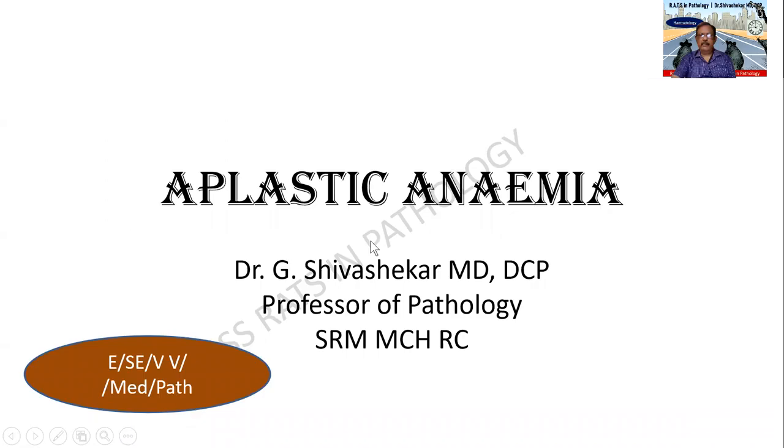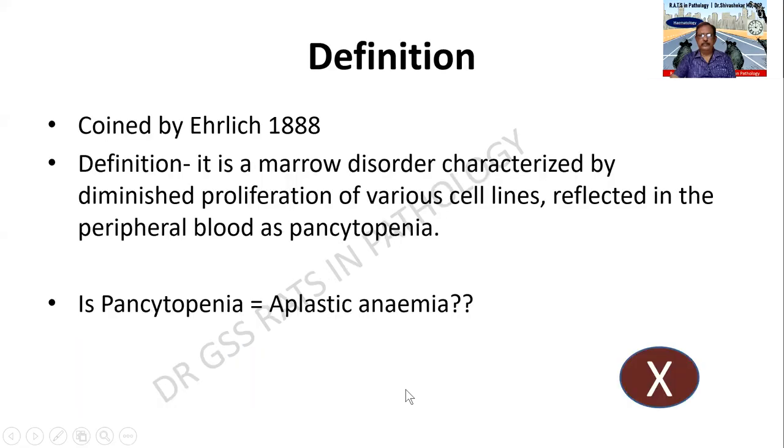It is aplastic anemia. The importance of this topic is given in the enclosure. The term was coined by Ehrlich in the year 1888, and by definition, it is a marrow disorder. I'm emphasizing the word marrow because I have earlier mentioned the absolute indications for bone marrow aspiration. One is aplastic anemia, two megaloblastic anemia, three ITP, and four multiple myeloma.